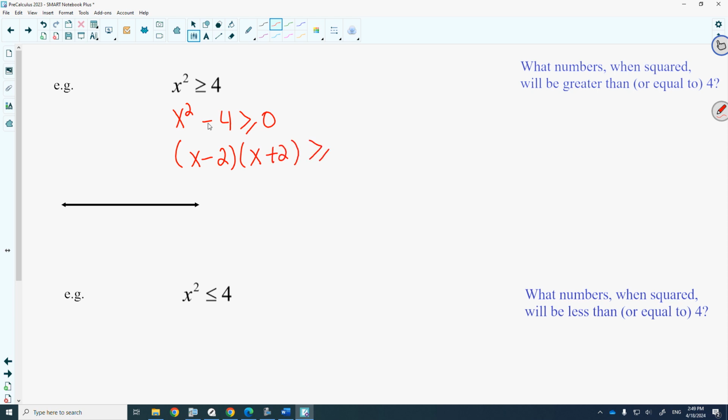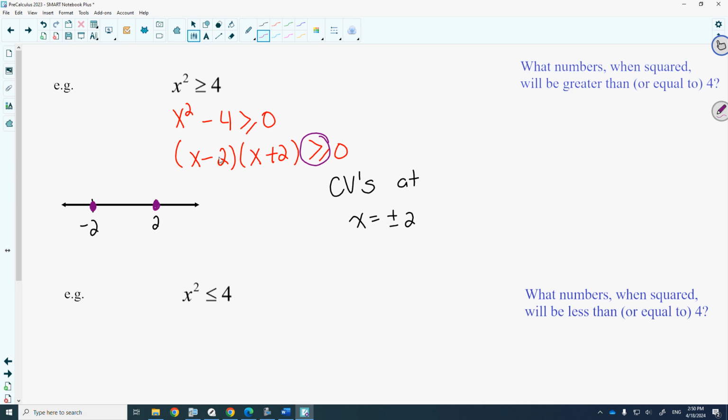That is greater than or equal to 0. Find your critical values. It would be the two x-intercepts of this quadratic, plus or minus 2. Put those two critical values on a number line. And this time, because of the inequality, we're going to shade it in. Now we're going to pick test points, and I'm going to pick something right of 2. So I'm going to pick 3.